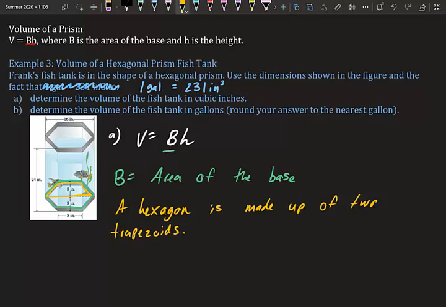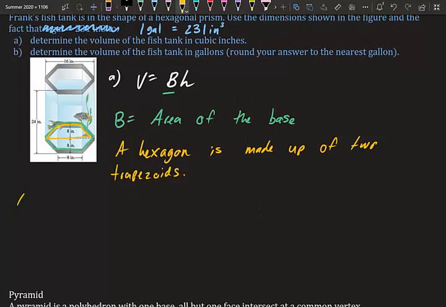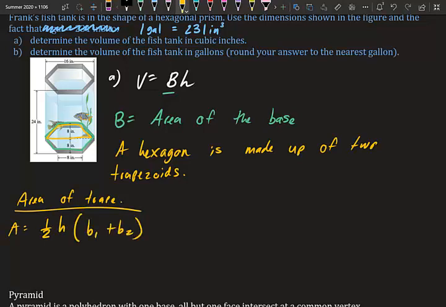So a hexagon is made out of two trapezoids. I know how to find the area of a trapezoid. So area of a trapezoid is area equals 1/2 height times b1 plus b2. That's from earlier in chapter 8. So since I have two trapezoids, I'm just going to find the area of one trapezoid and then multiply it times 2, and that's the area of the hexagon.